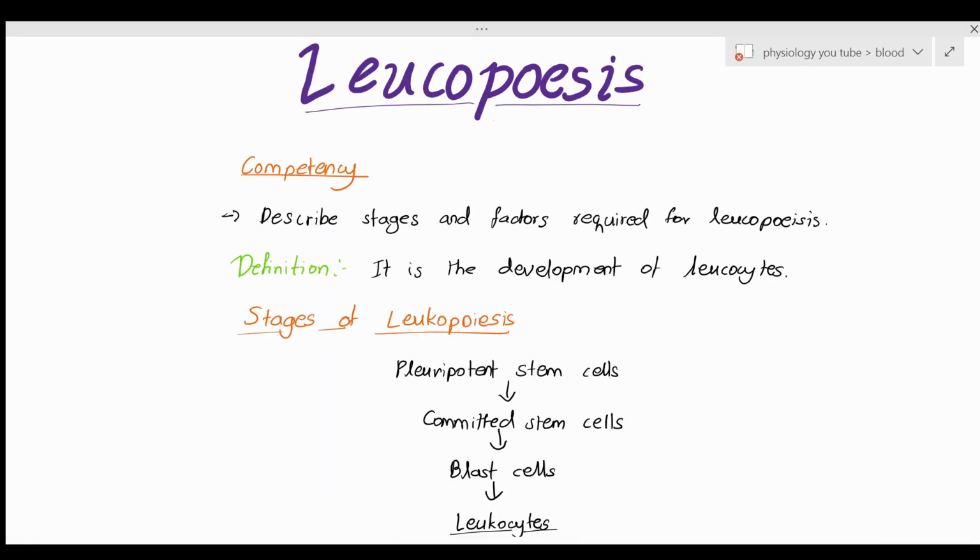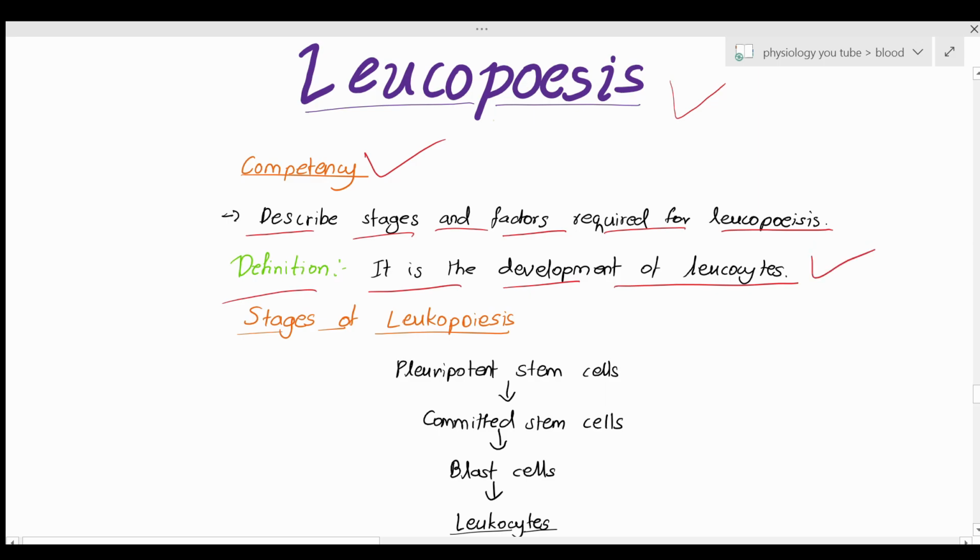Friends, today we are going to study about leukopoiesis, which is similar to erythropoiesis, which we have already discussed in our earlier classes. You can check that from our I button. Competency for today's class: describe the stages and factors required for leukopoiesis. Definition: it is the development of leukocytes. Very simple.